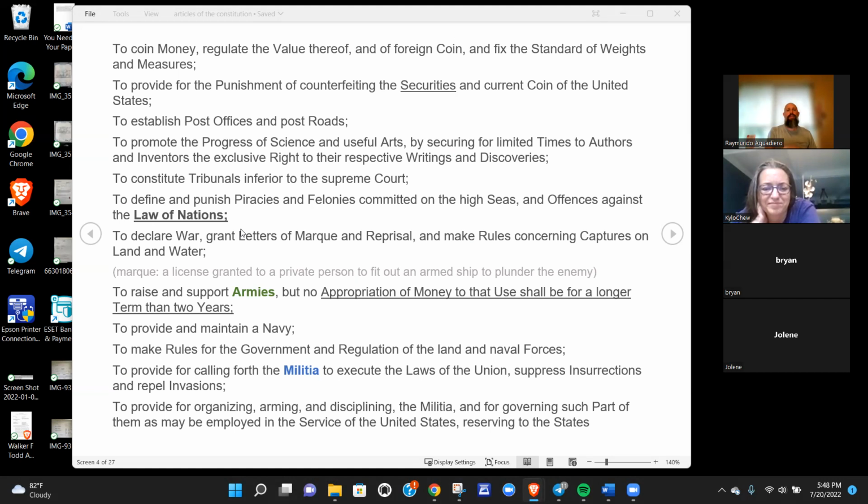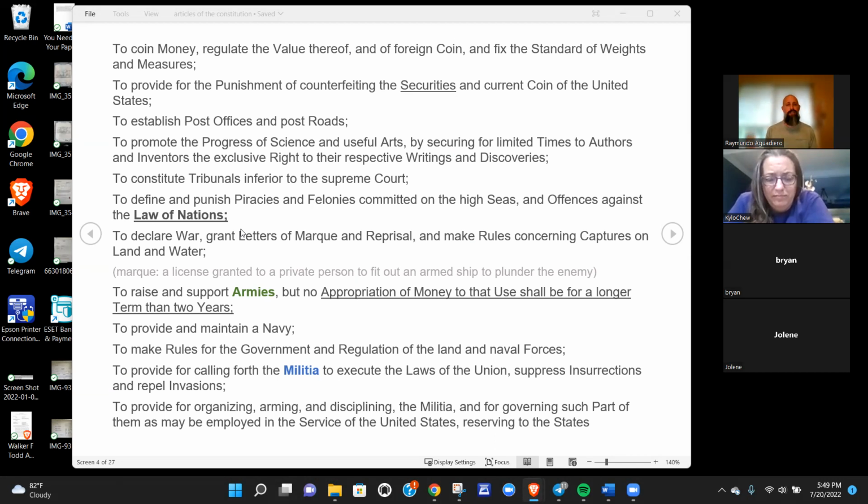All right. Navy, Congress has the power to make rules for the government and regulation of the land and naval forces. Self-explanatory. All right. Congress has the power to provide for calling forth the militia to execute the laws of the Union, suppress insurrections, and repel invasions. That's an interesting clause. Within a couple of clauses from each other, there is an army and then there's a militia. Clearly, they're different.